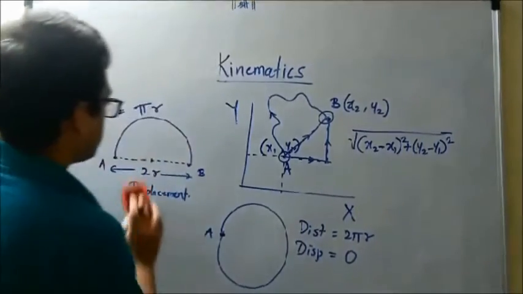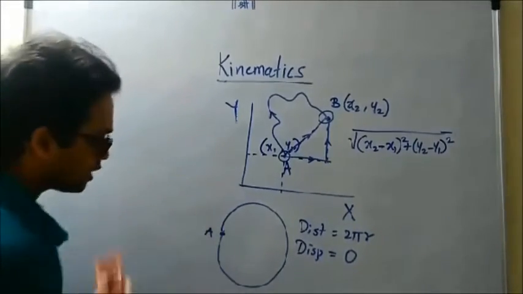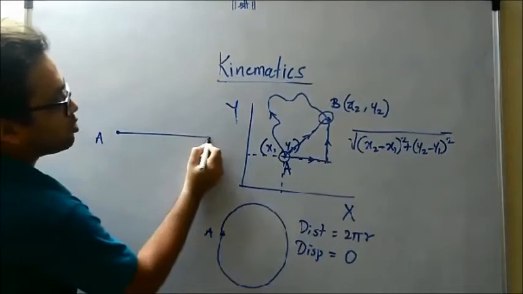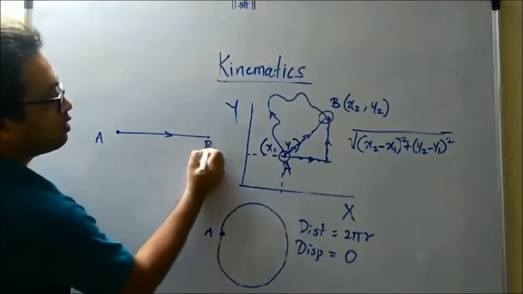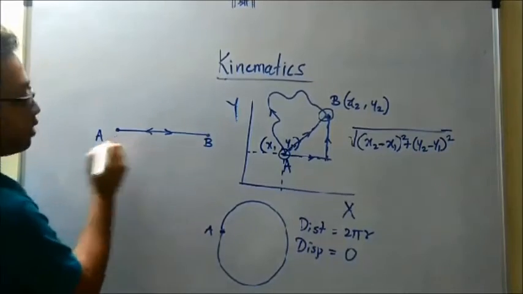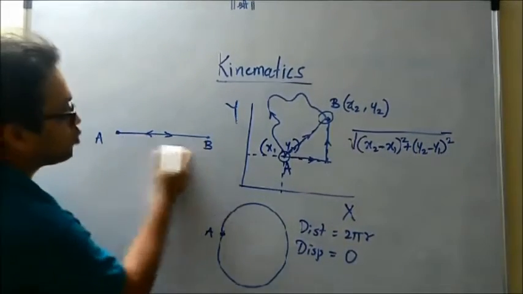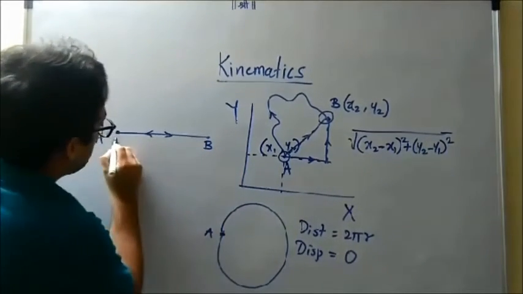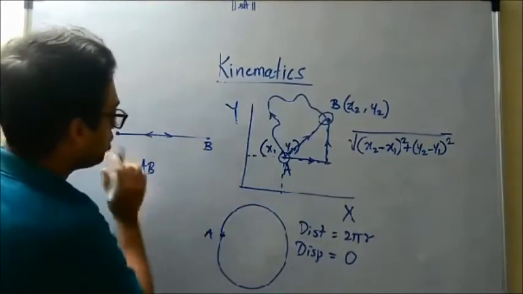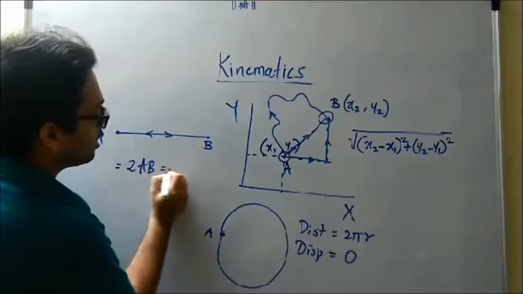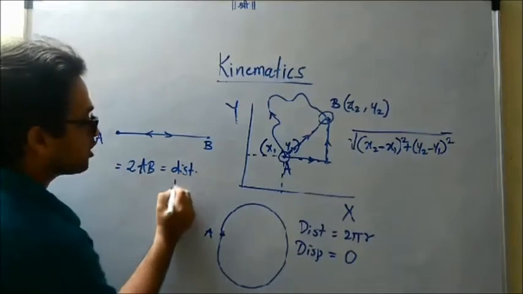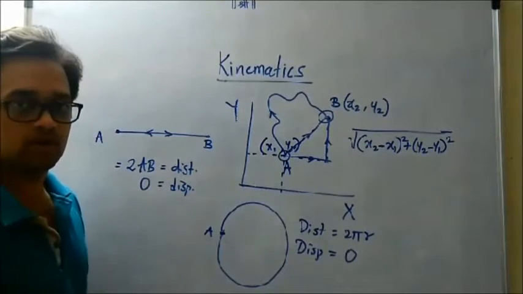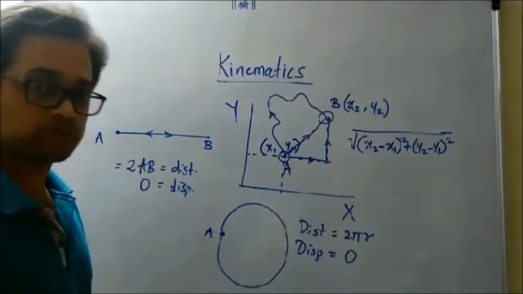I'll give you another example of 0 displacement. So the particle starts from this point, goes to some other point B, and then comes back to A. So this is the entire motion. How much distance has it moved? It has moved A to B plus B to A, that is 2 times AB. That is my distance. But what is displacement? It is 0. Why? Because it has come back to its own position.